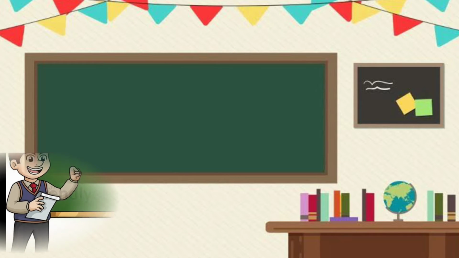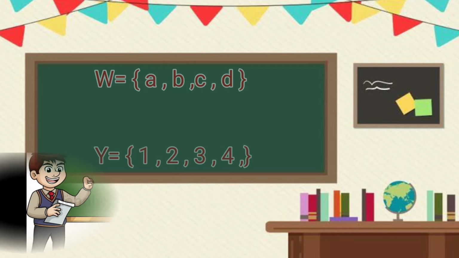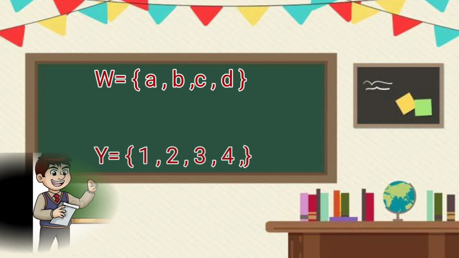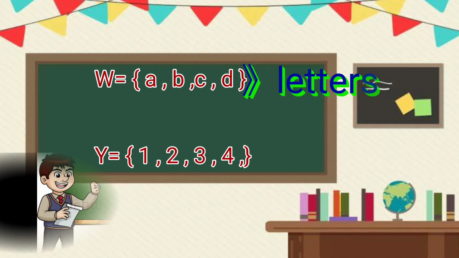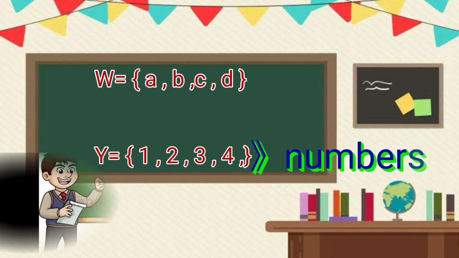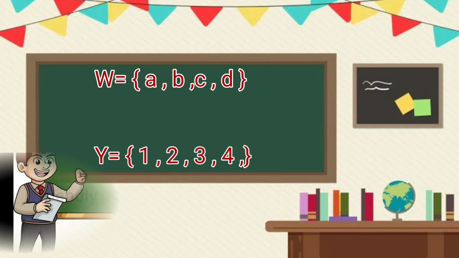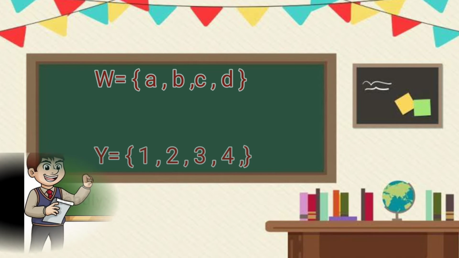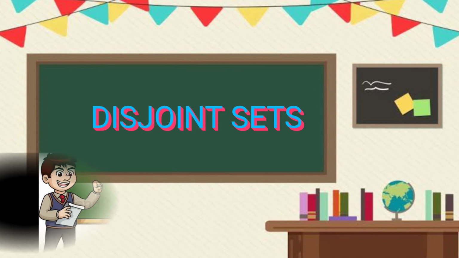As you can see, no common element because set W consists of the letters and set Y consists of the numbers. So therefore, set W and set Y are called disjoint sets.